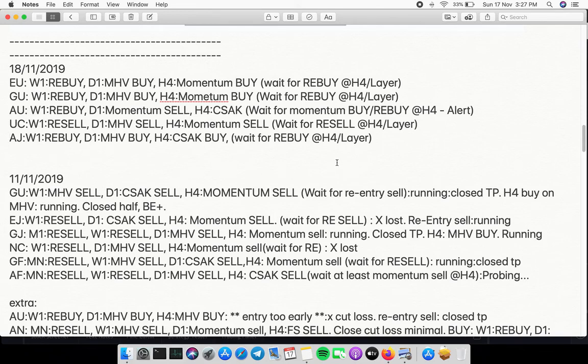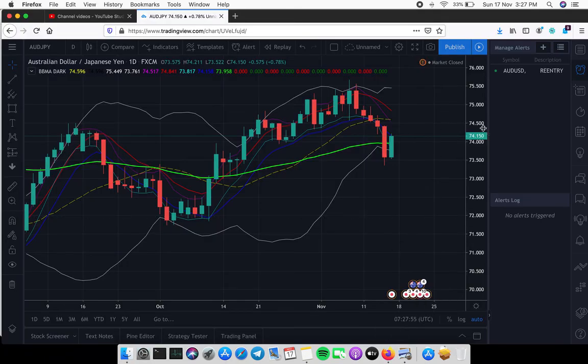For this case, right, one of the disadvantage is if you want to wait for re-entry buy here, if you use free TradingView, you either have to remove the AUD USD and replace it with AJ, or you have to check it manually, because on the free account you only allowed one alert. Okay, so that's why I subscribe for TradingView, so I can have like 10 alerts at the same time. That's more than enough for me to monitor my setup, right?